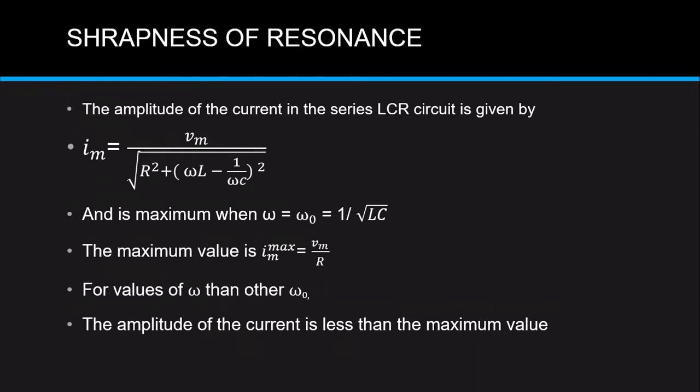See here, I maximum equals Vm upon R. In the previous lectures we showed that when the reactance is zero, Xc equals XL, meaning omega L minus 1 upon omega C equals 0. At that time you get I maximum equals Vm upon R. So for a value of omega other than omega 0, the amplitude of current is less than the maximum value.